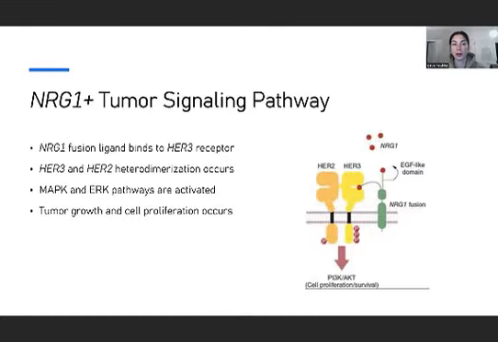For the signaling pathway for NRG1 positive tumors, like I mentioned before, that NRG1 gene fusion occurring here is going to be putting off those NRG1 fusion ligands. What these ligands are going to do is bind to this HER3 receptor. Once this HER3 receptor has that ligand, it is going to heterodimerize with the HER2 receptor. So these RTK receptors heterodimerize, they become one big subunit. And this subunit is what is going to be putting off that downstream signaling to tell the cell to proliferate and survive.